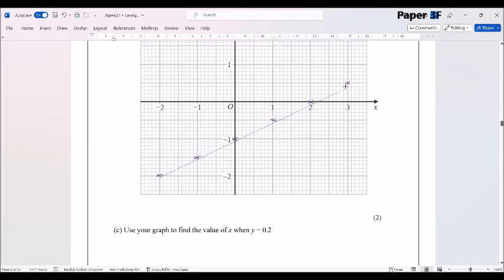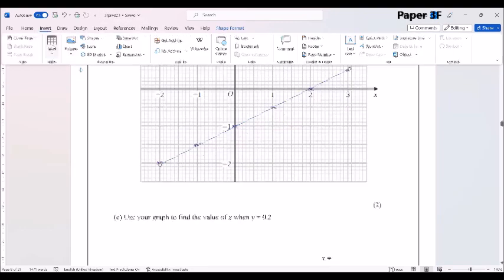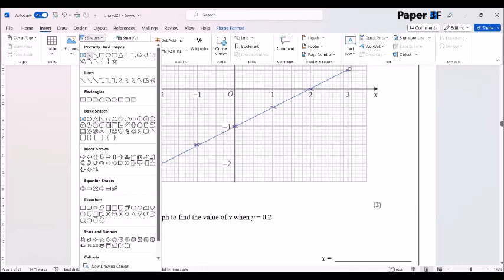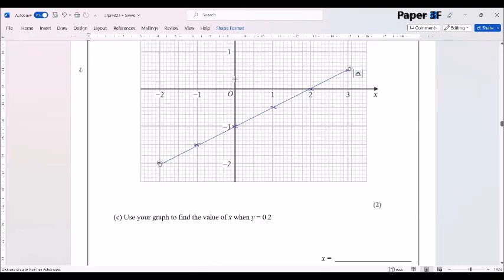And one of the things to look out for is to make sure, obviously, that you do get a line of points that makes sense, that you haven't got a sort of rogue value. Okay, next question. Use your graph to find the value of x when y is equal to 0.2. So again, we can use a straight line to help us do that. 0.2 is just here. We go across here. I can see there it is. So it meets the line just there.